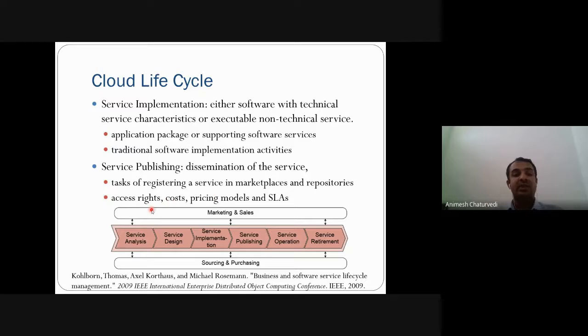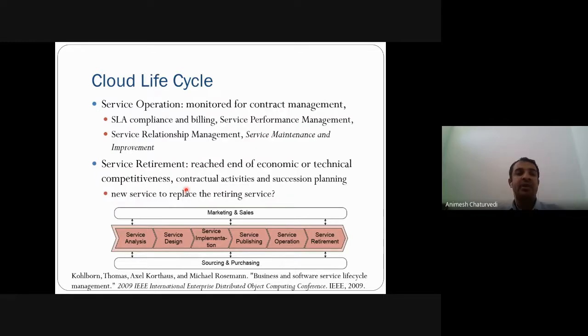What should be the access right, what should be the cost, and how should you do the planning for pricing for that model, and service level agreement. You have to do it in service publishing, that when you do the deployment, service publishing could also be said as deployment. Thereafter, service operation, where you'll do the monitoring of how the contract could be managed.